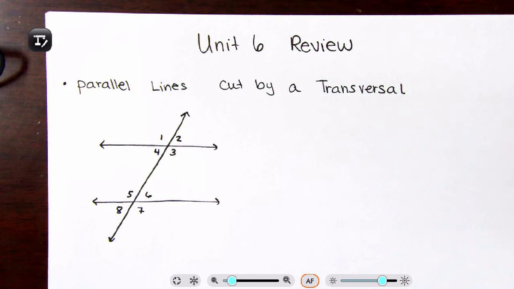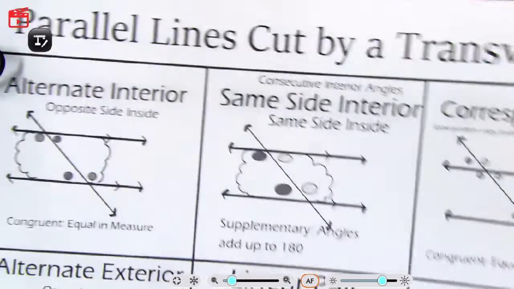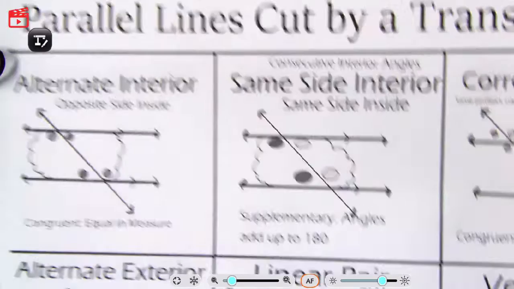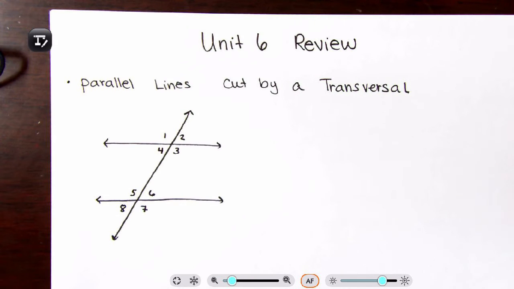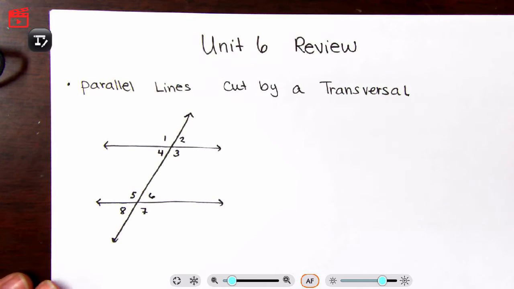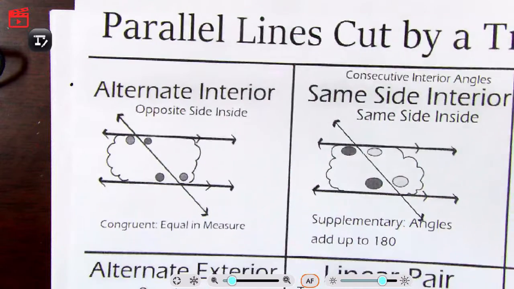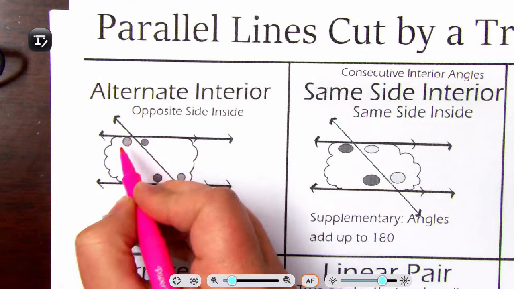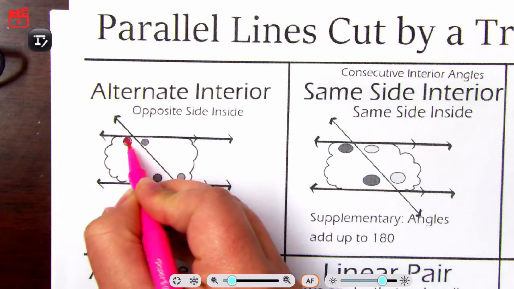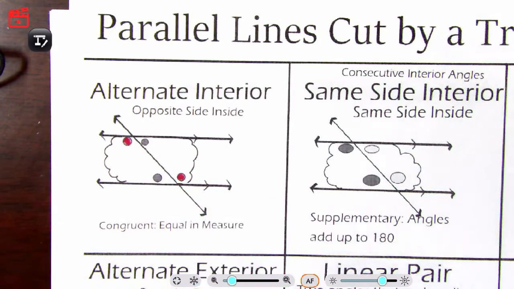So the first thing you're going to see on your test is the parallel lines cut by a transversal. If you are in my class, I did pass you out this cheat sheet here. These are all of the postulates or theorems that you will need to know. For example, we have alternate interior angles, which means you have opposite sides, and on the inside of our parallel lines. So those two are congruent, which means equal in measure.